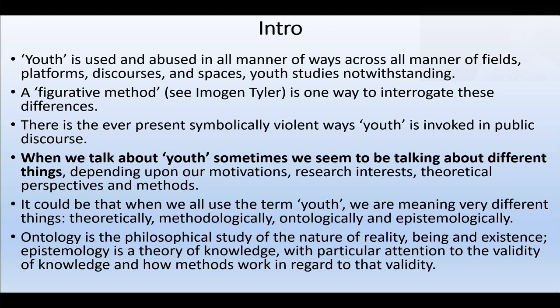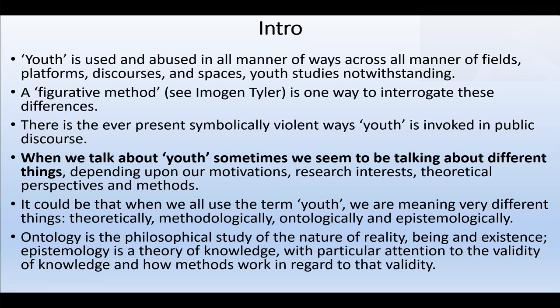And I think what this can do is help us realise that when we're talking about youth, we're sometimes talking about very different things, and we're often talking about different things based on our own research interests, our motivations, our theoretical perspectives and our methods. So by thinking about youth as different kinds of figures, we can cut across these different spaces: theory, methods, ontology and epistemology. And it's really important, otherwise, when we're doing research and trying to build knowledge, unless we have some understanding of the figures that we're using in our research, we might be talking in different ontological and epistemological spaces.